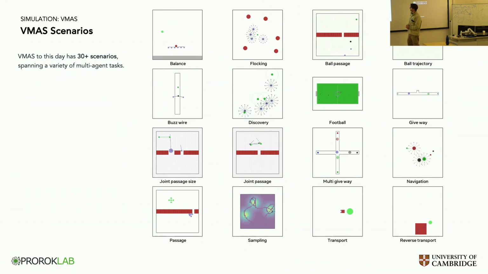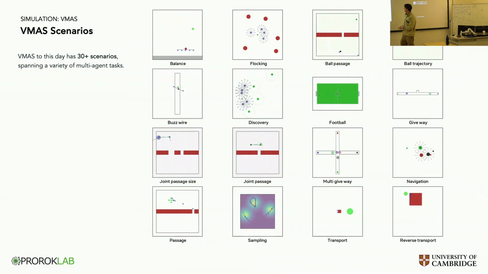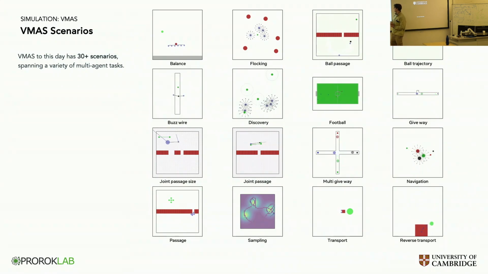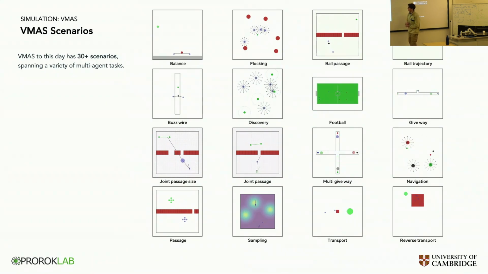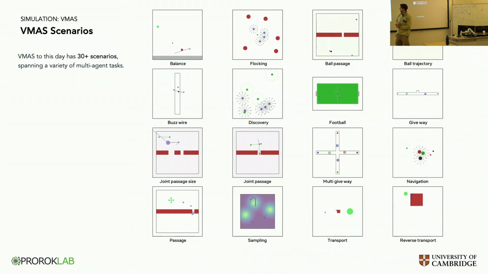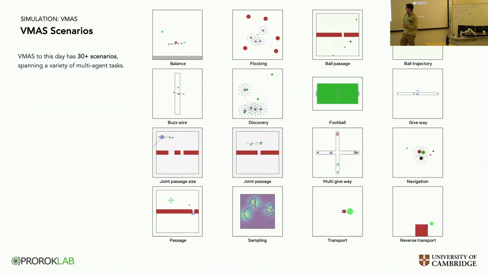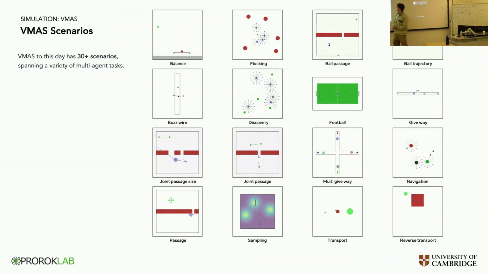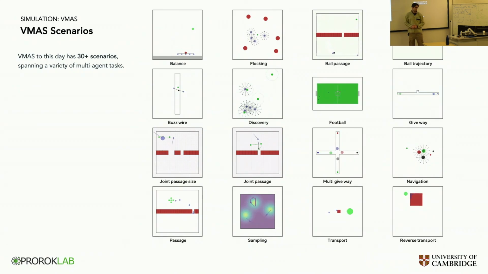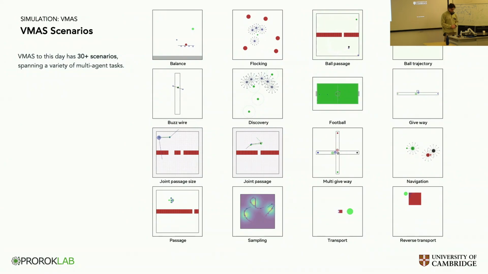You can see there are 30 plus now, and there are always more. And people make their own, and not all the people just feed back to the library. So these are just the ones we collected. And there are tasks like football, like games, or collective transport tasks where the agents are joined physically with a constraint, or bio-inspired tasks like flocking or sampling of latent distributions, and so on. There are really many possible scenarios.